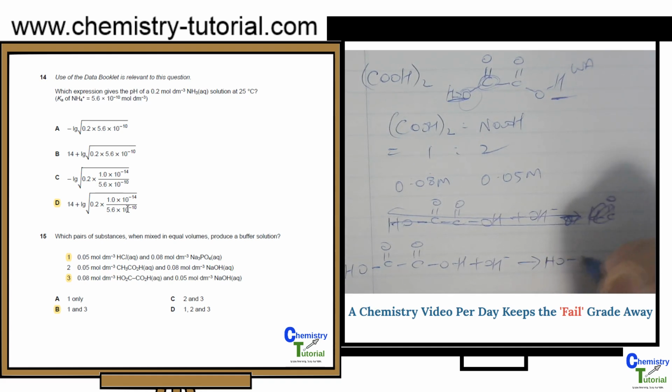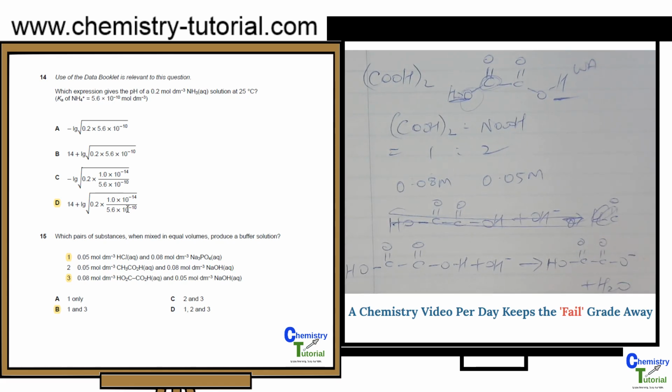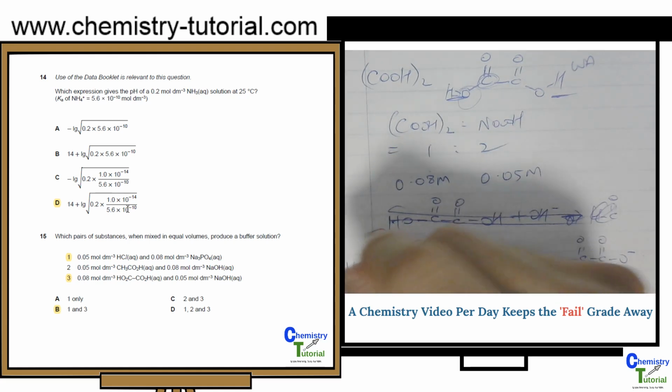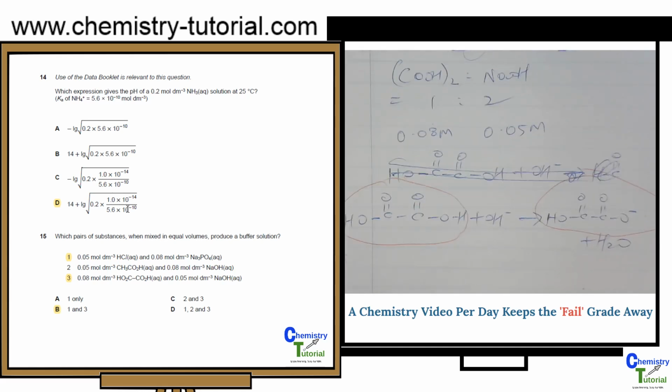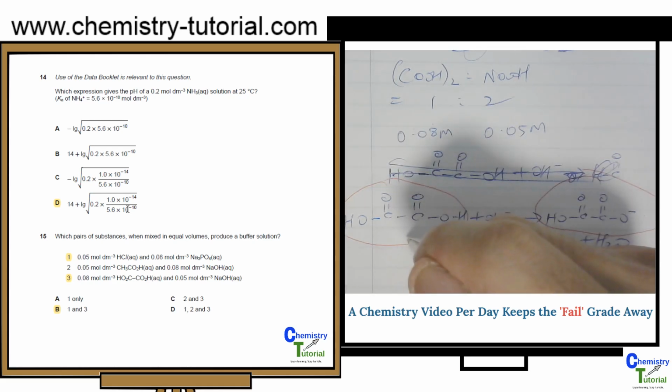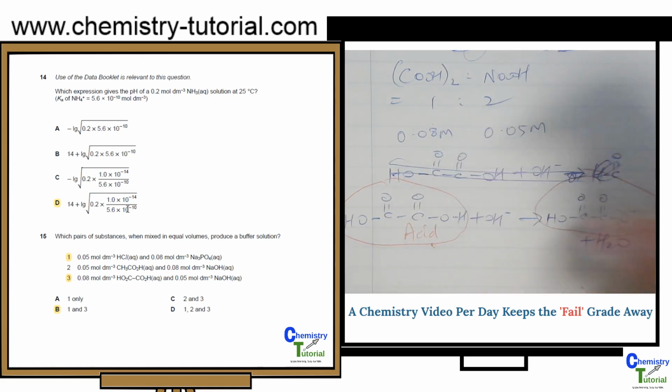So what we have is this. It will be deprotonated to give you H2O. And this itself, these are a conjugate acid-base pair, because a conjugate acid-base pair must differ only by one proton, one H+. So this will be the acid. This will be a conjugate base.